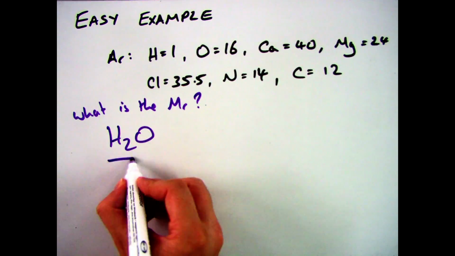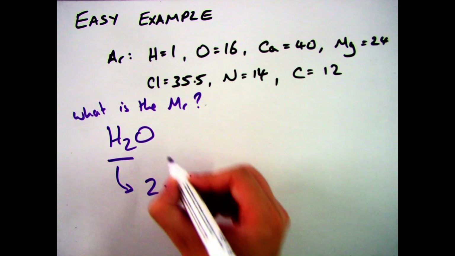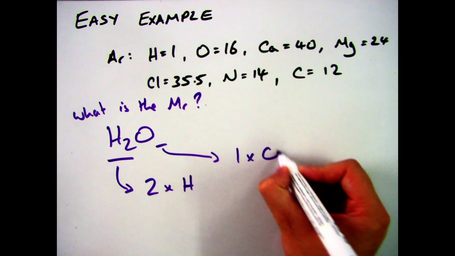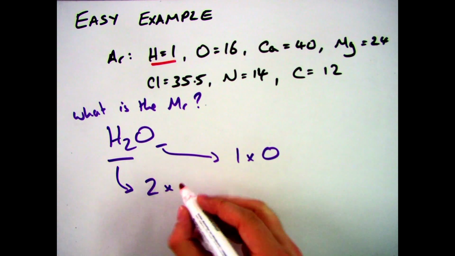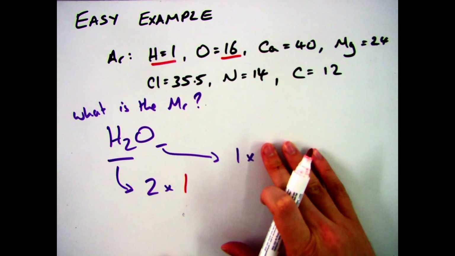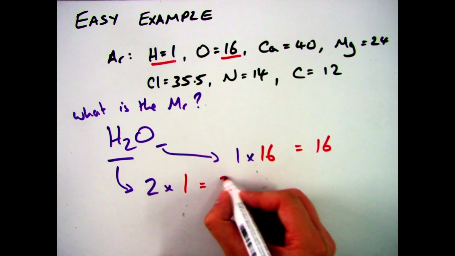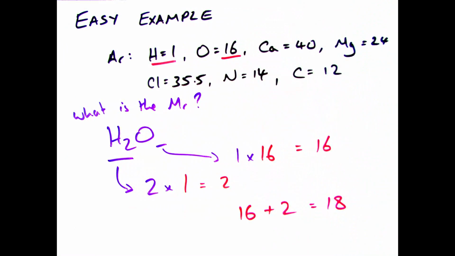Let's have a look at water as an example then. So I've got H2, which tells me I've got 2 hydrogens, and I've got O. There's nothing after it, so that tells me I've got 1 oxygen. The next step is to have a look at the atomic number. So for H2O I've got 2 times 1, and for oxygen I've got 1 times 16. So finally we add those together. 16 plus 2 gives me 18 for my answer.